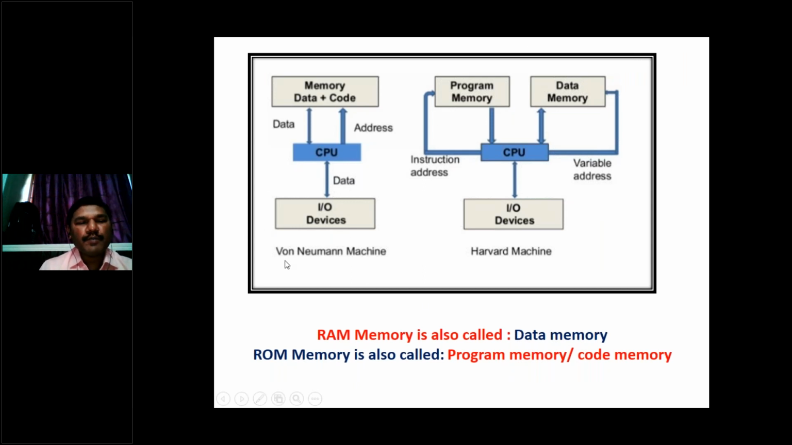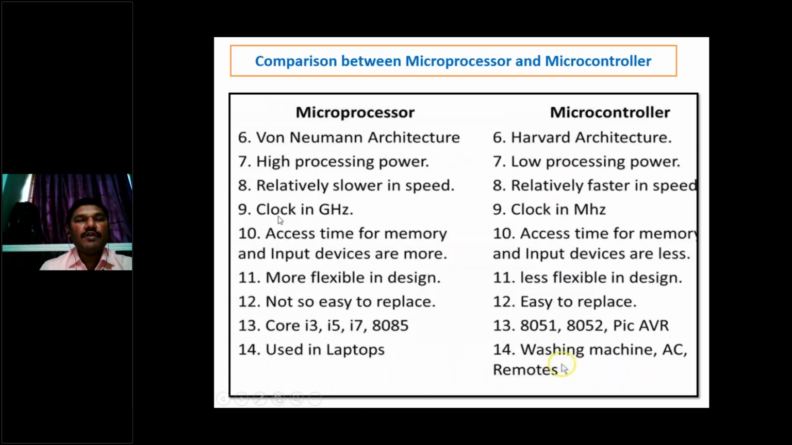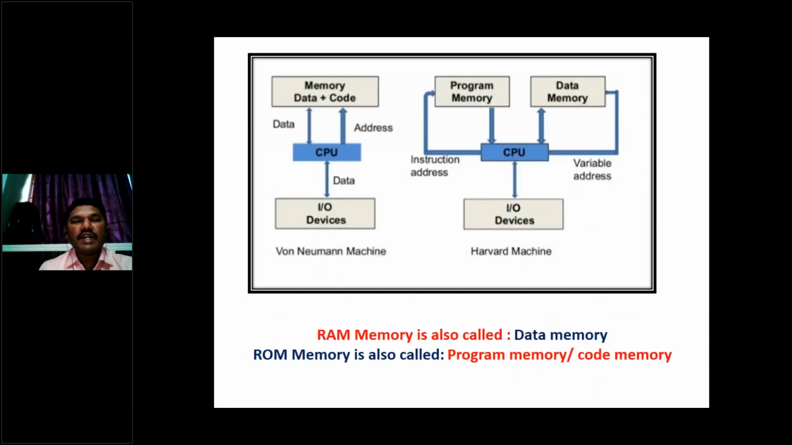There are two types of computer and processor architectures. They are called Von Neumann machines and Harvard machines, or Harvard architectures. What is the difference between Von Neumann and Harvard architectures? You see here, a microprocessor follows Von Neumann architecture, whereas a microcontroller follows Harvard architecture. What is the meaning of that? You see here, the CPU, meaning the processor, has data lines and address lines going to the data or program memory. Both are connected to program memory and data memory over only one set.